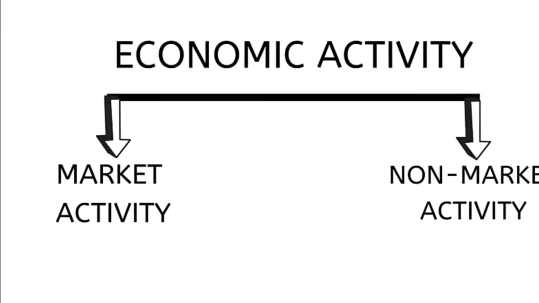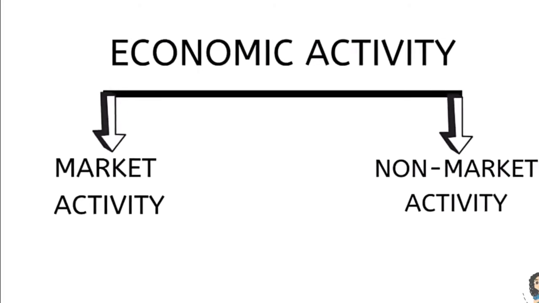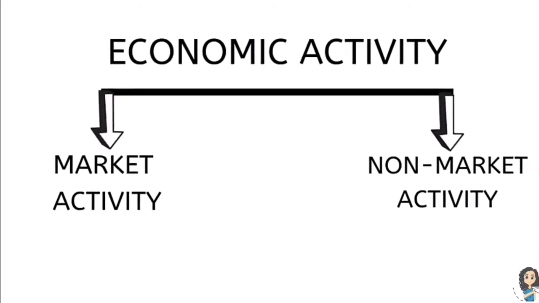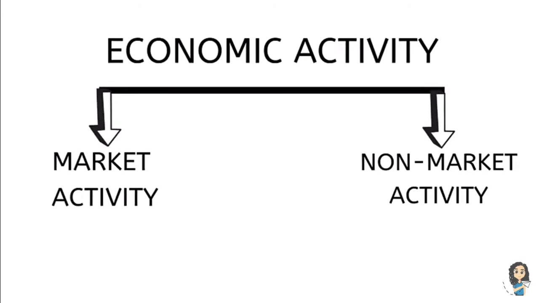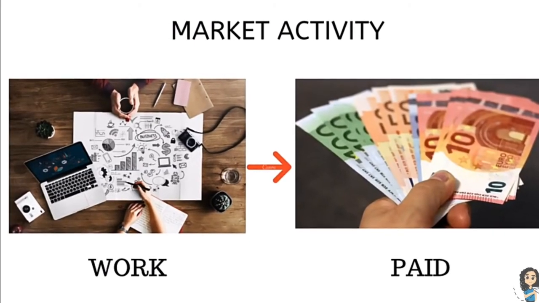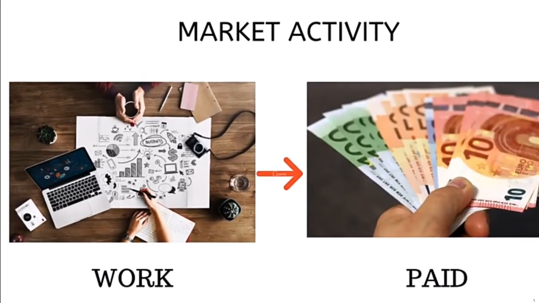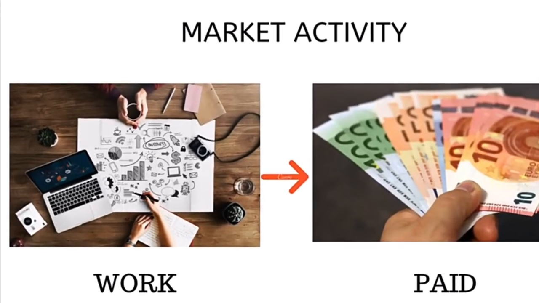Now, let's define non-market activity. The performer of this type of economic activity produces for self-consumption. Now in this slide you can see that when you're doing a market activity, you are rendering a service for which you are getting paid.